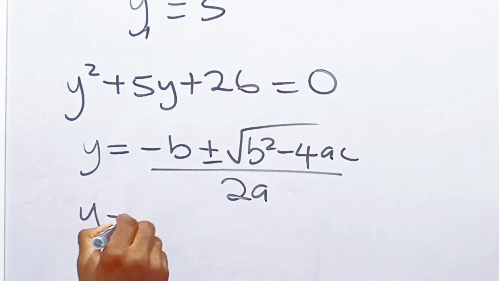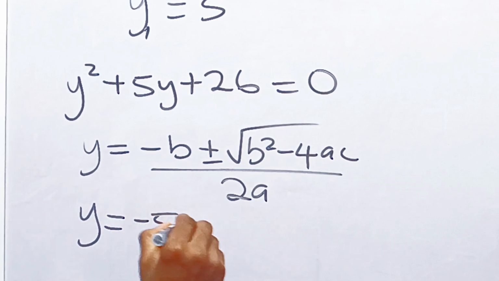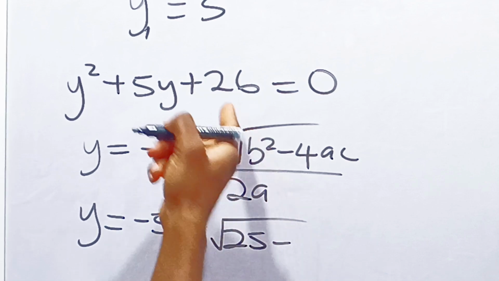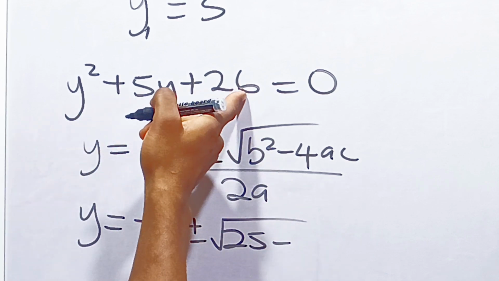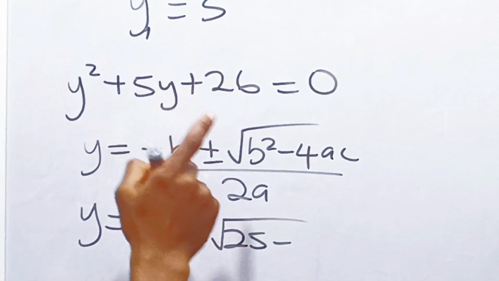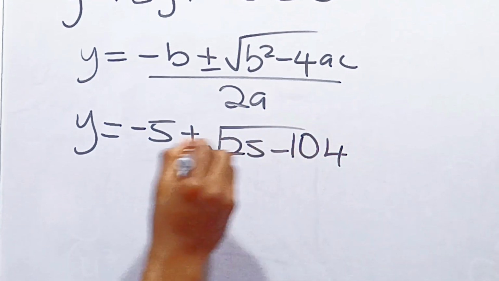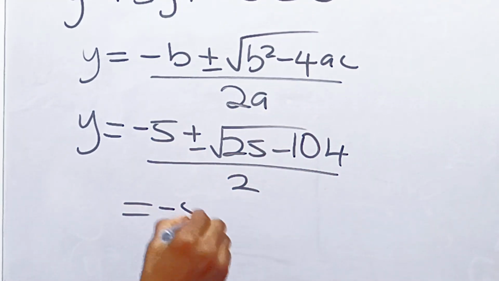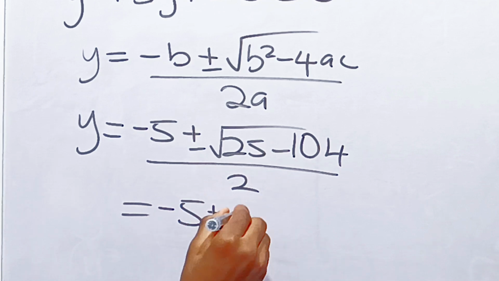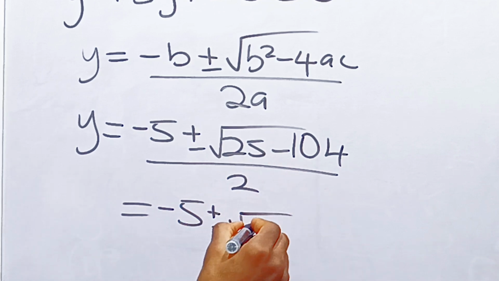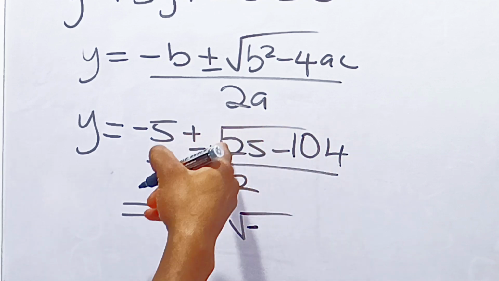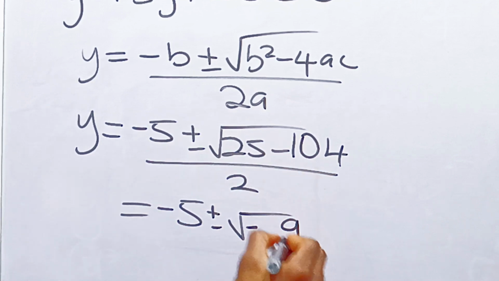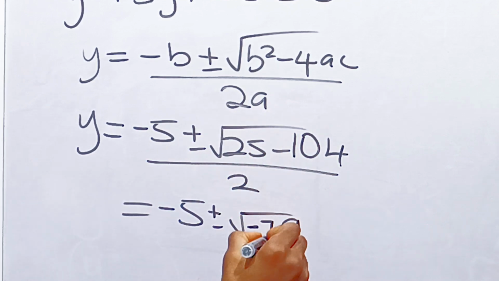Hence our y here will be equal to minus 5 plus or minus square root of 5 squared, which is 25, minus 4 times a times c. So 4 times 26 is 104, divided by 2 times 1, which is 2. This is equal to minus 5 plus or minus root of 25 minus 104, which is negative 79.